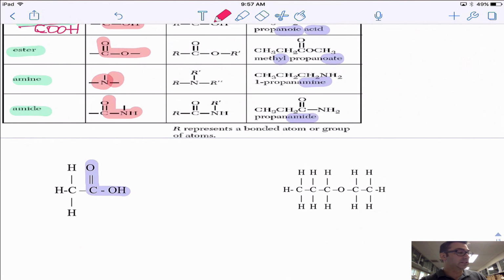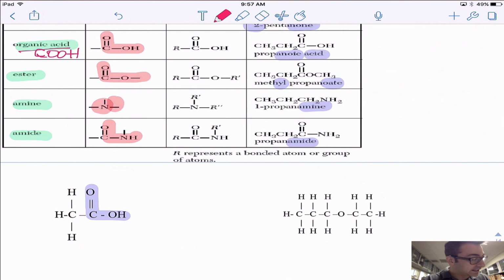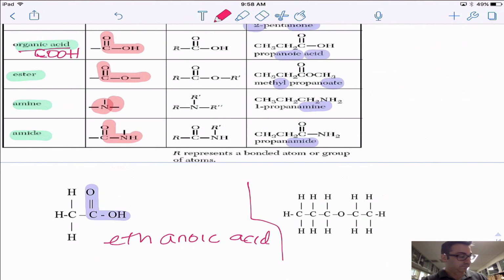So now I know this is an organic acid, and I know my ending is going to be anoic acid. Now I just need to put on the right number of carbons. I go back to table P, I look, I see there's 2 carbons, it's going to be ethanoic acid. Let's try naming the next one.